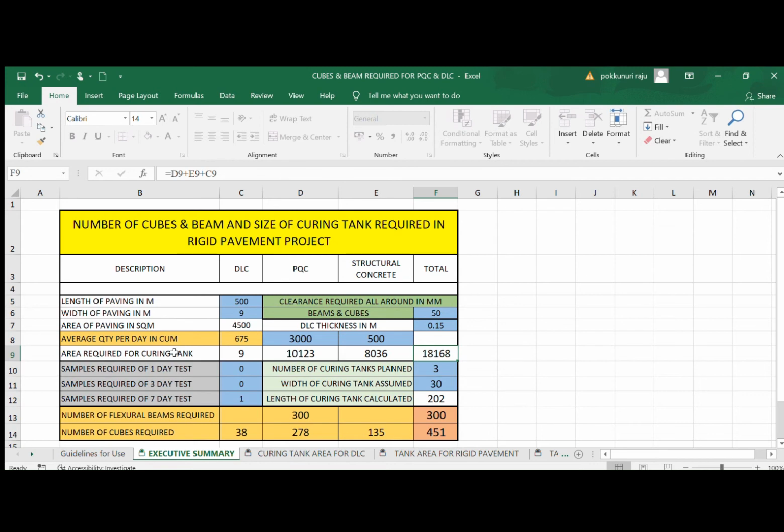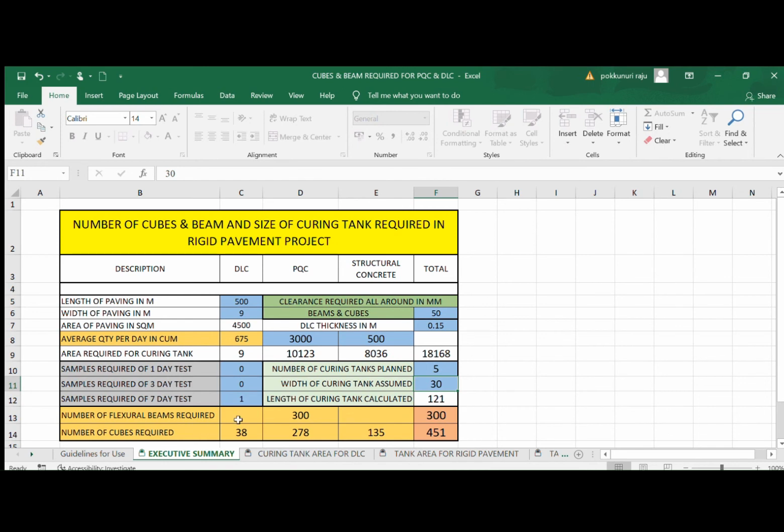Now, for this 18,168 square meters, you are planning to take three curing tanks. If you intend to take four curing tanks, then the single dimension will be 30, and the length will be reduced to 151 meters, and if it is 3, your length will be around 200 meters. So depending upon the land availability, you can choose a number of tanks. It can be any number of tanks, but it should be feasible to construct in the field.